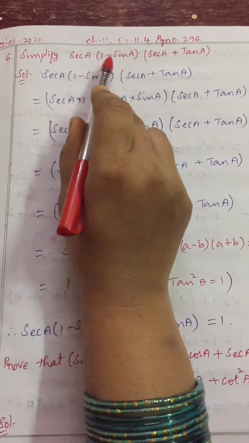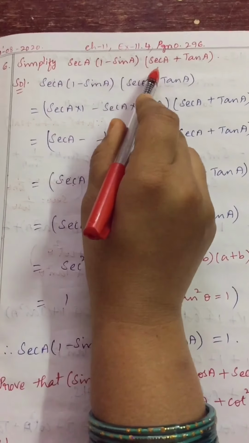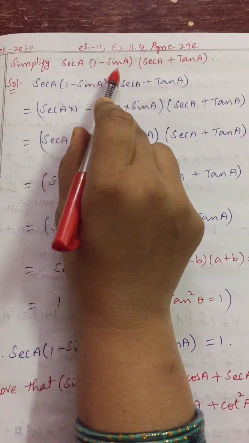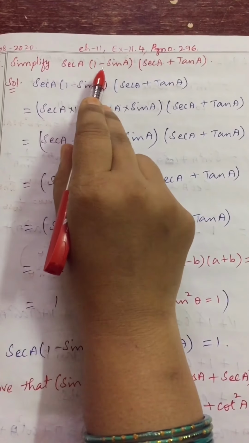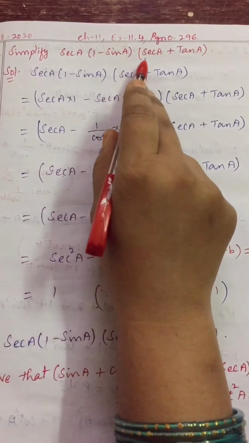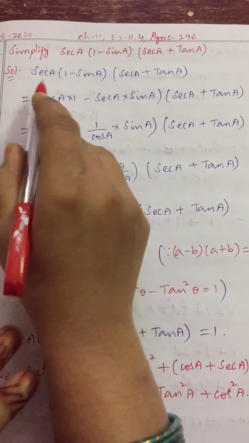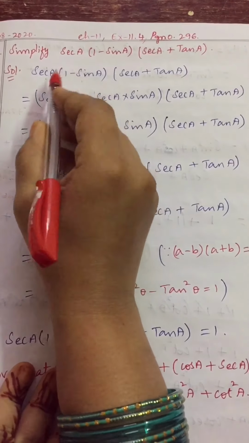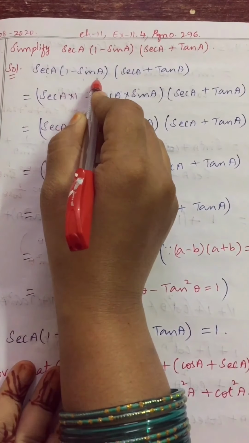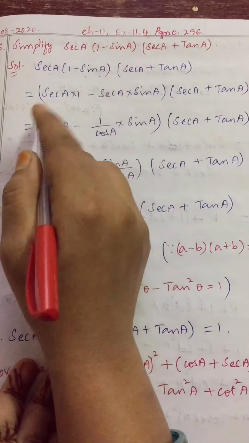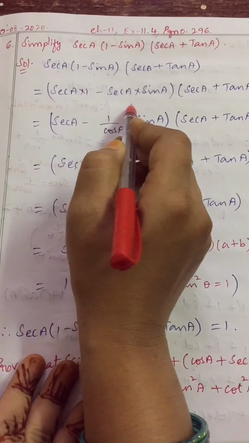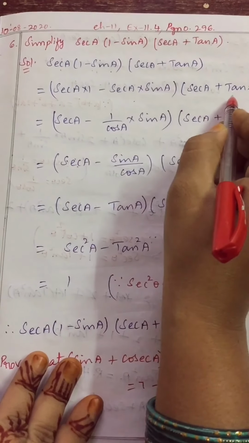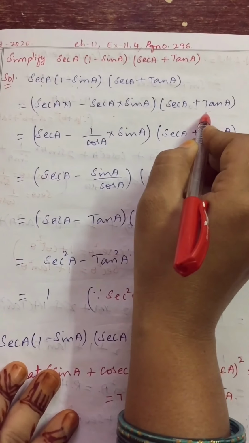Here three terms are there and they are in multiplication. At a time we can't multiply three terms, so we will take two terms. So secant a into 1 minus sin a into secant a plus tan a is equal to, first we multiply these two terms, secant a into 1 minus sin a. Are you getting my point children? So secant a into 1 minus secant a into sin a, into secant a plus tan a as it is we are writing. Clear children?